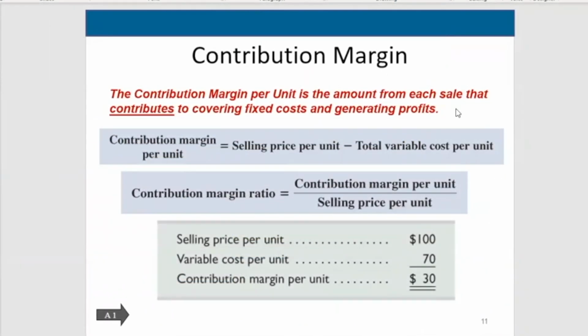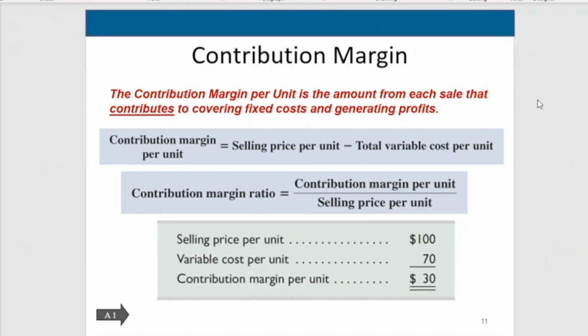Let's go to a very important concept in business management. You all may remember that sales minus cost of goods sold is gross profit. That's an important number. But another important number that people also want to see sometimes is called contribution margin.